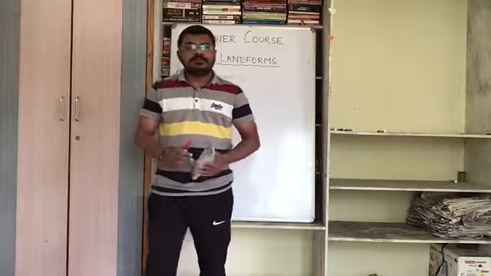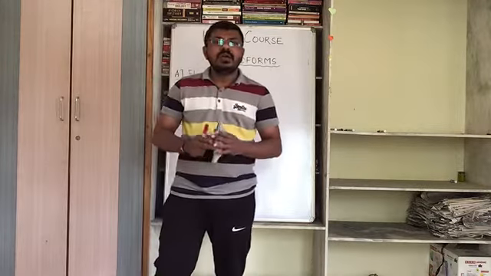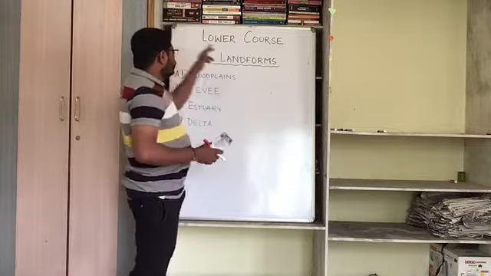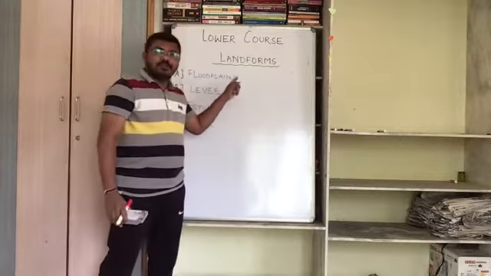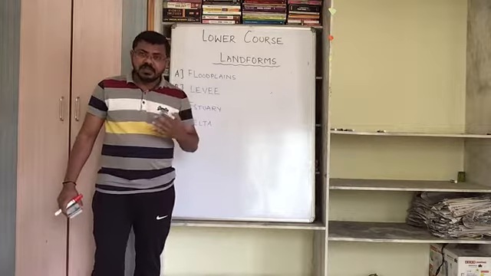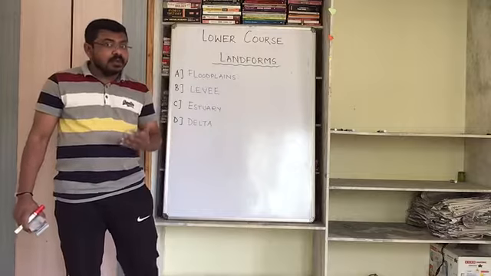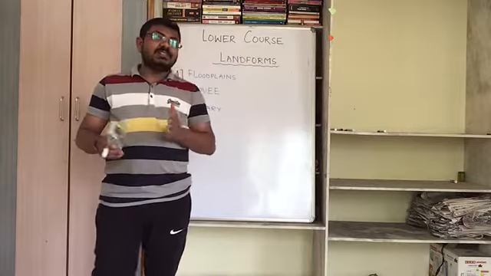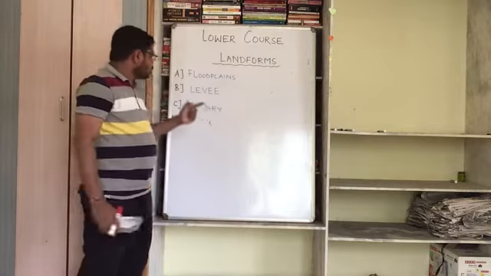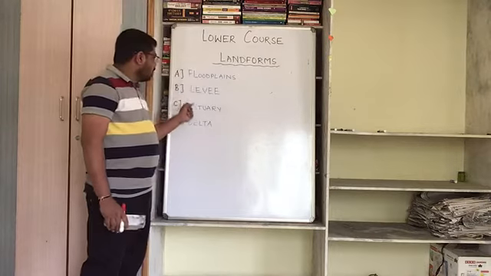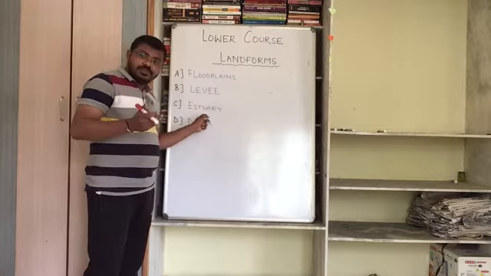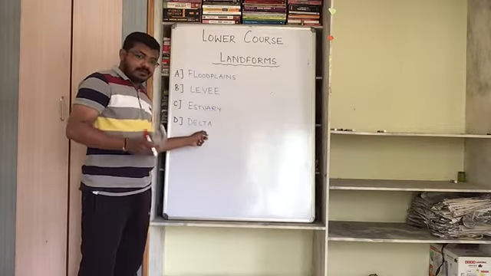Dear students, now we are going to learn about lower course major landforms. There are four major landforms which can be formed by a river in its lower course. The four major landforms are floodplains, levee or natural levee, estuary and delta.